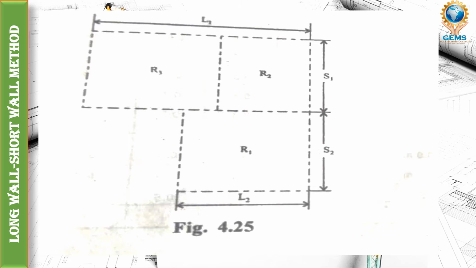Now we are going to find the values of L1, L2, S1 and S2. After that only can we calculate the quantity of earthwork and excavation. So first, L1 and L2. First we will draw the outline diagram of our building, also called the center line plan of the building.